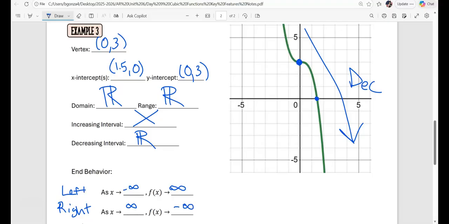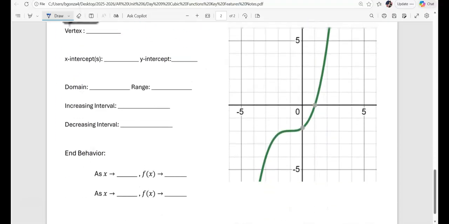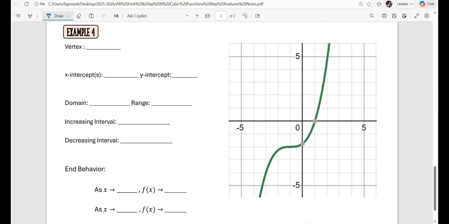Okay. Last one. Moving it down. Vertex, where does it change direction? So it comes up right here. That's where it changes directions at -1, -2. X-intercept, where does it cross this x-axis? At 1, 0. Where does it touch this y-axis?